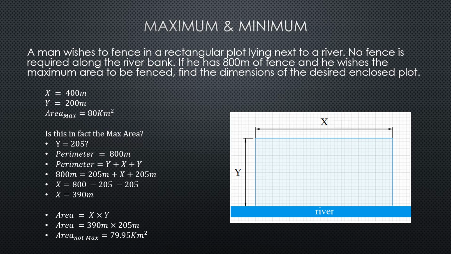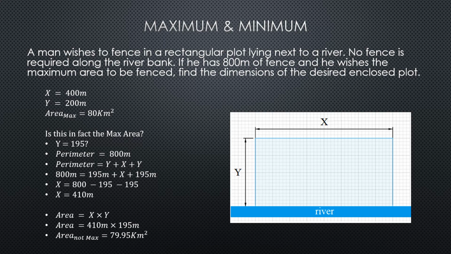So with an x of 390 and a y of 205, we multiply those two together, and we see that we get 79.95 kilometers squared for our area, and we know that that is less than the 80 kilometers squared that we calculated previously, so we know that that's not our max.